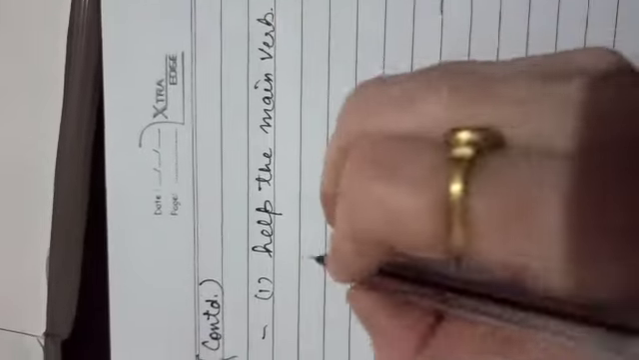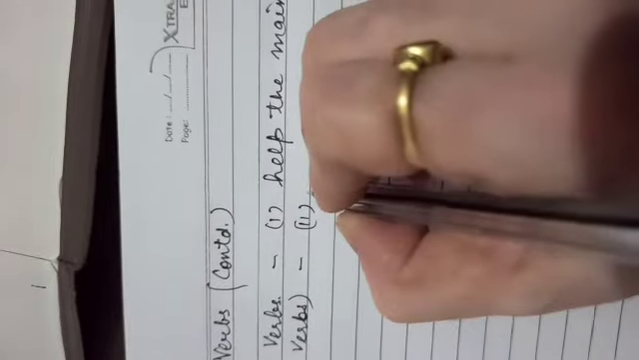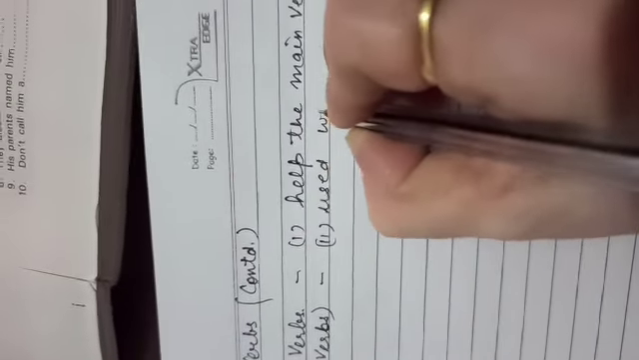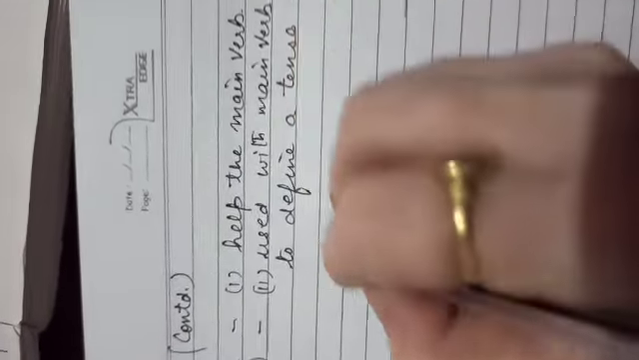Note it down. Now, helping verbs, what do they do? First note down, they help the main verb. Auxiliary verbs help the main verb. And you can also say they are used with main verb to define a tense or a mood. Just note it down.